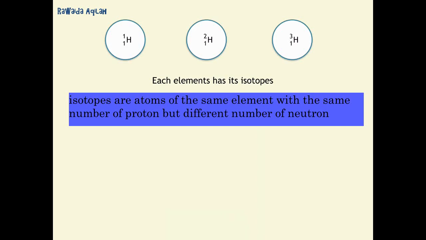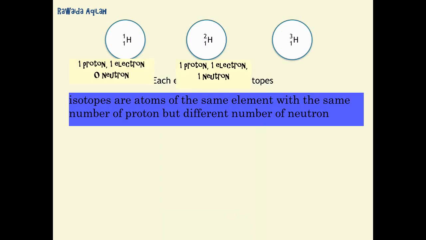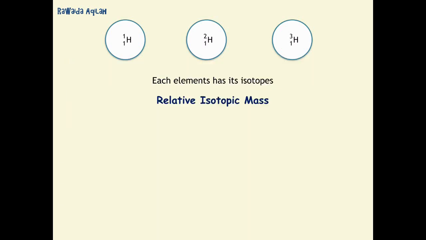The most abundant isotope, hydrogen 1, has 1 proton, no neutron. Deuterium has 1 proton and 1 neutron, and tritium has 1 proton and 2 neutrons. Definitely, these isotopes have different mass because the mass of an atom is contributed by the number of protons and neutrons in it. And these masses are called relative isotopic mass.